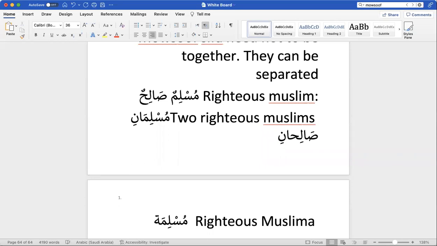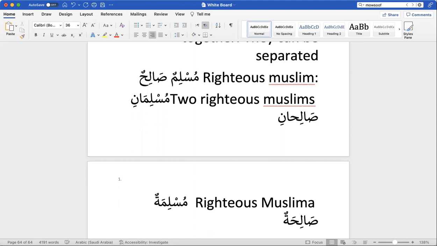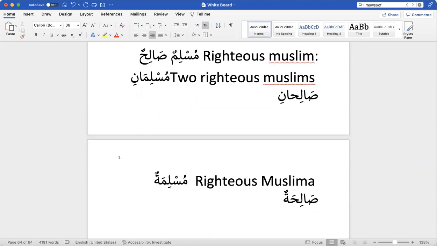Muslimatun Salihatun. Good. Okay. Muslimatun Salihatun. If I say "from righteous Muslims," how will you say? Min muslimina solihina. Yes, very good.